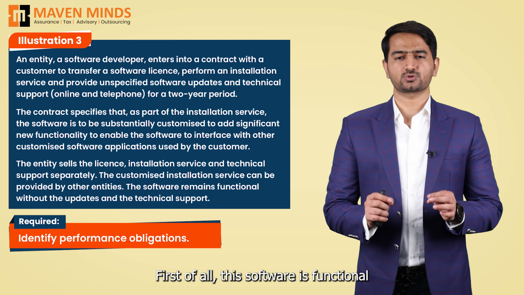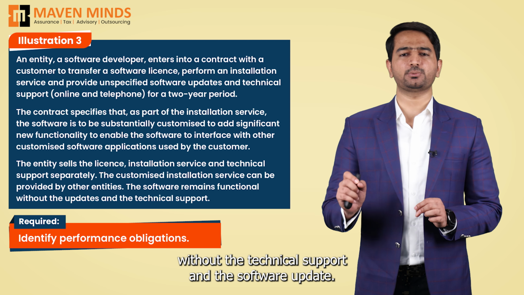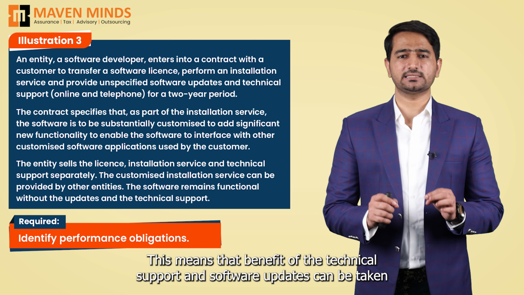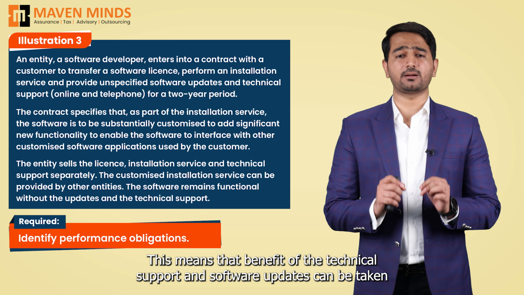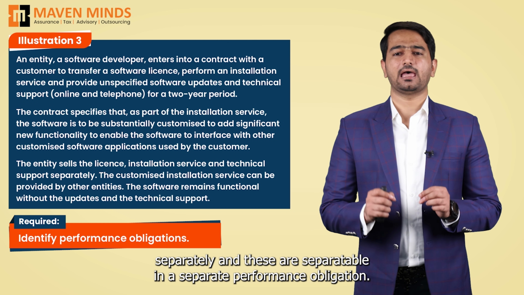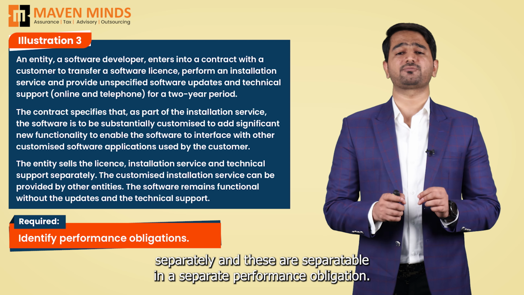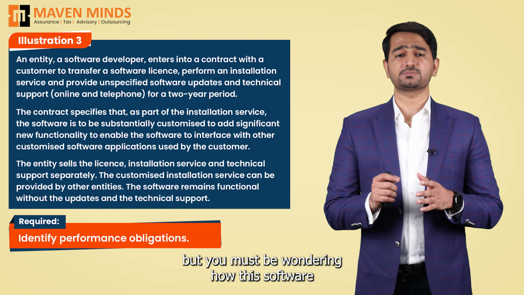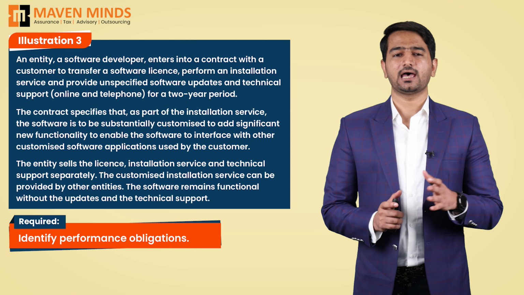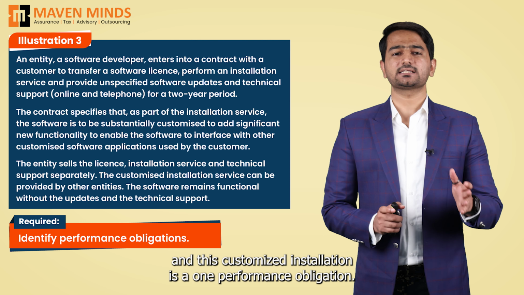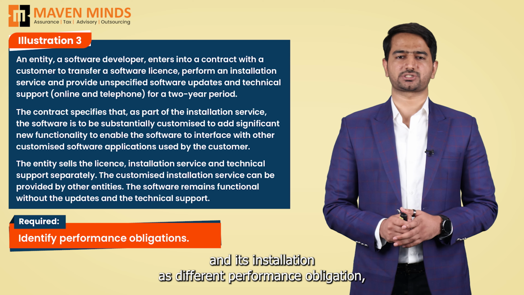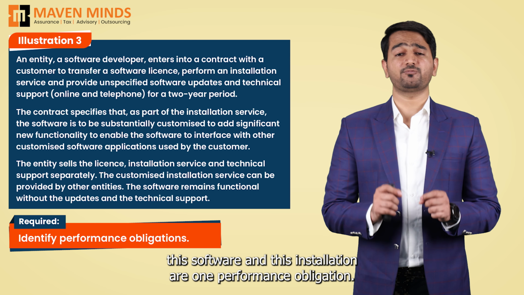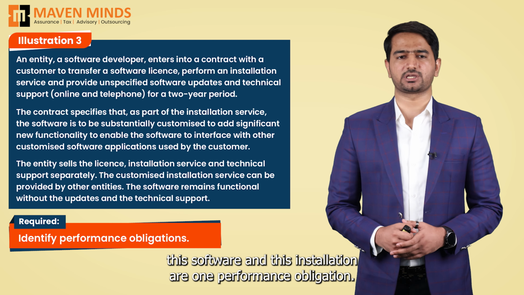First of all, the software is functional without the technical support and the software update. This means that the benefit of the technical support and software updates can be taken separately, and these are separable and a separate performance obligation. You must have identified this by yourself, but you must be wondering how the software and its customized installation is one performance obligation. In the previous illustration, we identified the software and its installation as different performance obligations. But in this illustration, the software and its installation are one performance obligation.